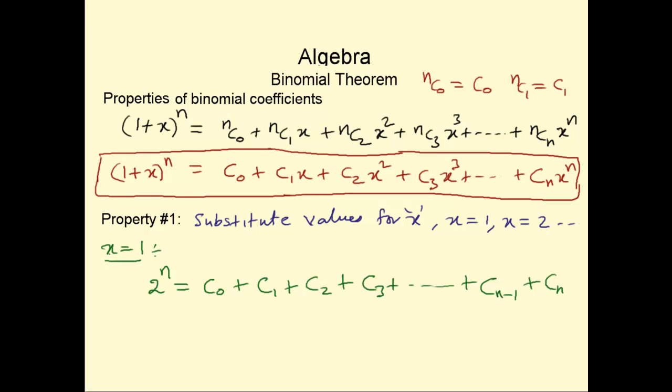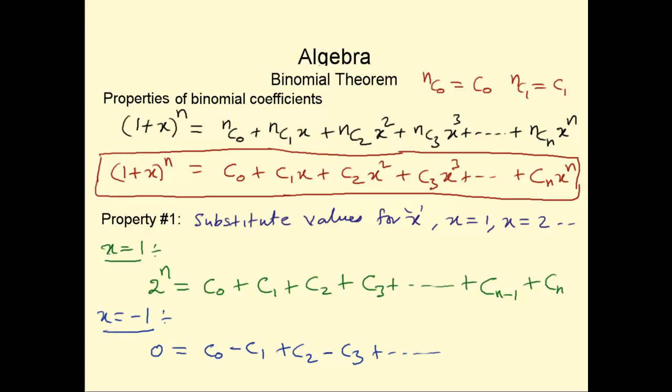Now let's put x equal to minus 1 and see what happens. If you put x equal to minus 1 in here, this becomes 1 minus 1 is 0. 0 raised to the power n is 0. So 0 is equal to, so this is a constant C0, plus C1 times minus 1 is minus C1. So you get minus C1 here. And minus 1 square is plus 1. So you get plus C2. And the next one is minus 1 whole cube is minus 1. So you get minus C3.